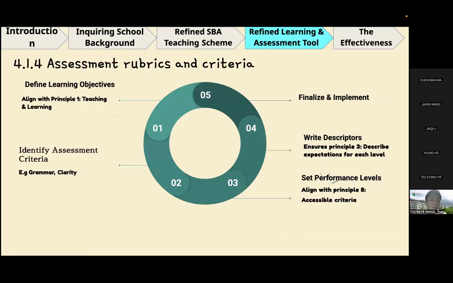So generally, the loop of our design for the assessment rubrics is to define learning objectives and identify assessment criteria first, and then we will assess performance levels and write descriptors, so as to finalize the rubrics in our plan.